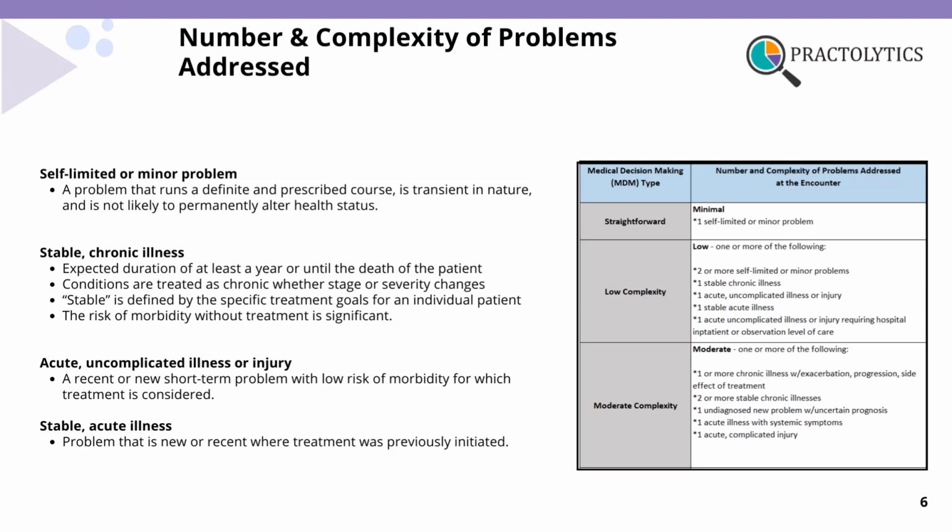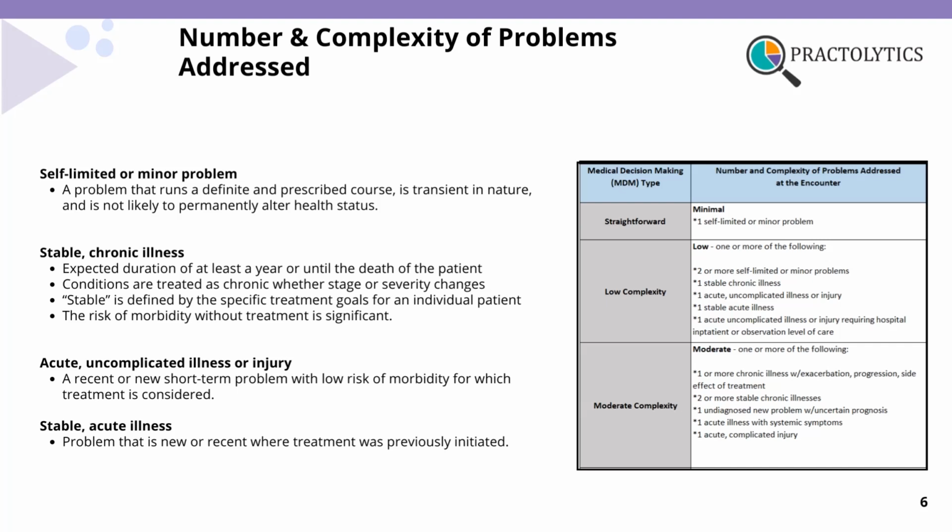The term stable, for categorizing the medical decision making, is defined by the specific treatment goals for an individual patient. Any patient who is not at their treatment goal is not stable. This is what you will have to remember. Even if the condition has not changed and there is no short-term threat to life or patient's function, and the risk of morbidity without treatment is significant, you have to consider that condition as not stable. Anything that is not at goal is not stable.